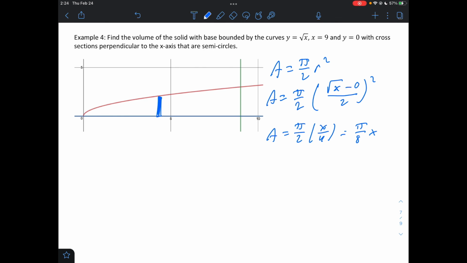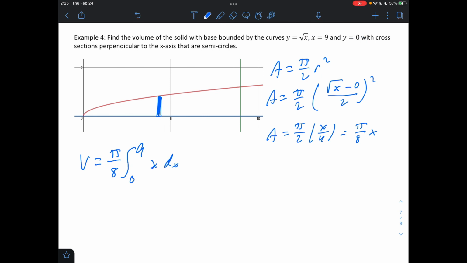So pi over 2 times the radius, which would be root x minus 0 over 2. And that would be root x squared over 2 squared, so x over 4. And simplifying that, we get pi over 8 x. All right, so now our volume would be pi over 8 times the integral from 0 to 9. I know it's 9 because it tells us right there, of x dx.